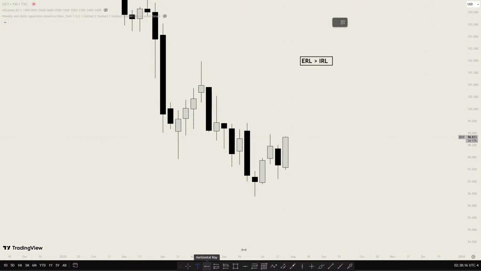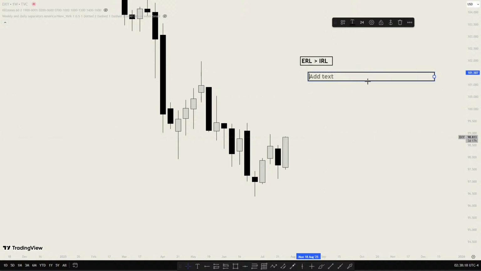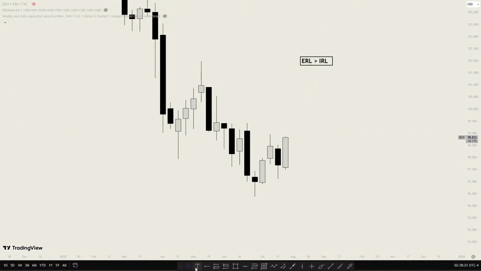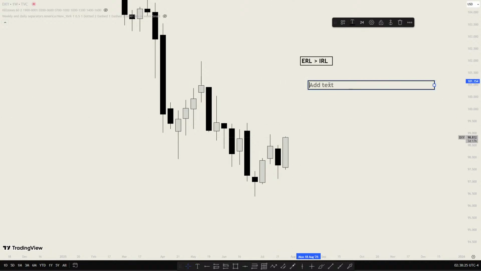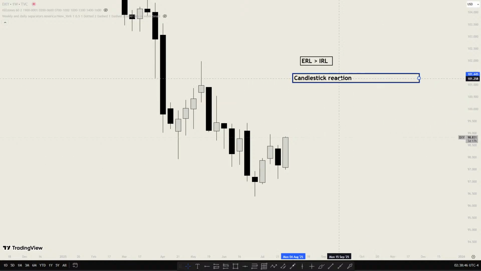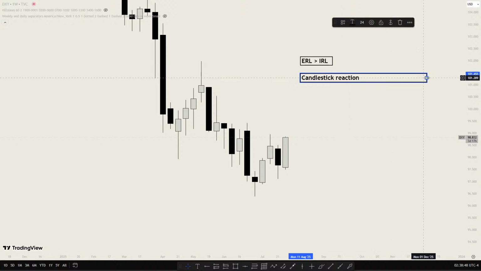Now, we're talking about the weekly time frame. You also have to look for candle reactions in the market. What are the candles doing? Because the candles tell us a lot of story of what is really happening between buyers and sellers in the market. So you have to look at candlestick reaction on the weekly time frame. Where is a particular candle reacting up from?